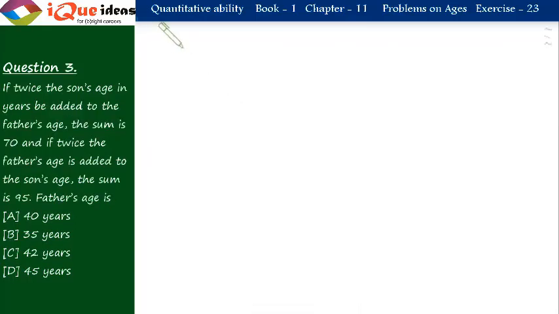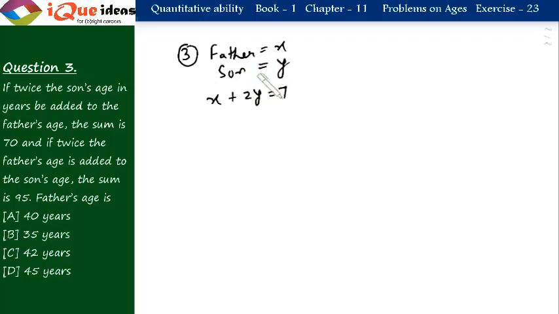Now let's take the next question, which says if twice the son's age in years is added to the father's age, the sum is 70. Okay, so let's take it like this. Let's say the father's age is x, the son's age is y. Now twice the son's age, so 2y, added to the father's age, that is x. So x plus 2y is equal to 70.